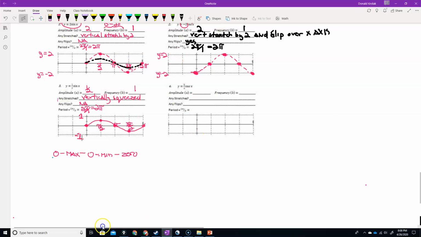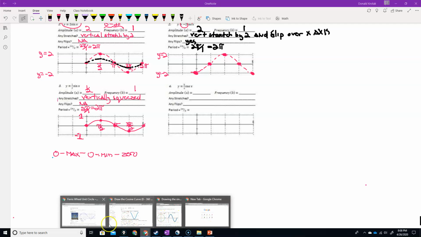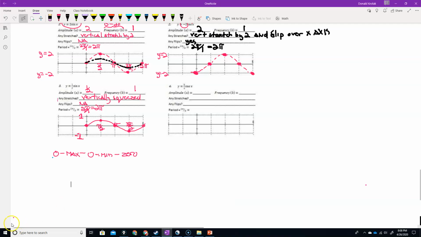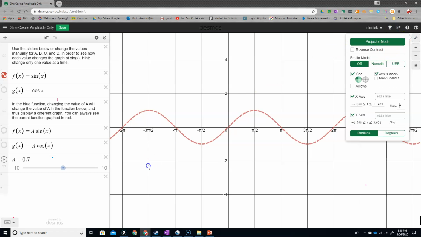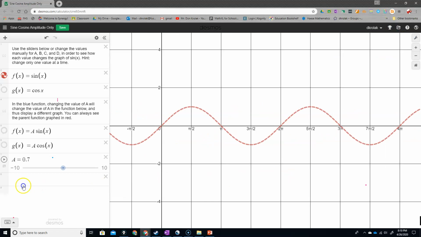And if you're unsure, you can go to the Desmos graph that I sent you, and you would type in 1/2 sine x. Okay, so there's my normal sine. Now to see what 1/2 sine would look like, I'm just going to take the a and slide it to 0.5. I'm going to click on the sine here, and 1/2 sine would look like that blue graph.